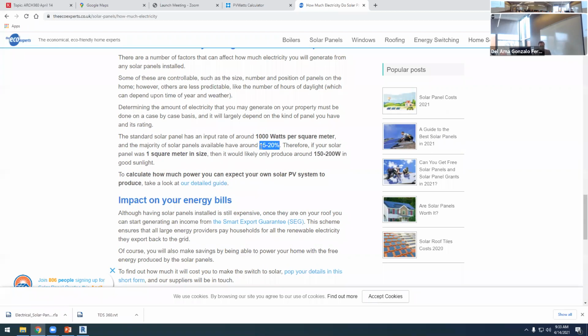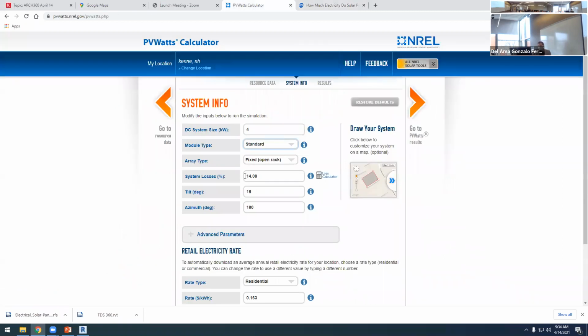Efficiency is a ratio that measures, if we want to convert something into something, what are the losses? Now we have like 80 to 85% of losses. This is not the same as this. You say, okay, but the system losses is the 14%.